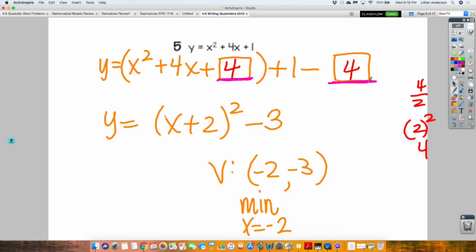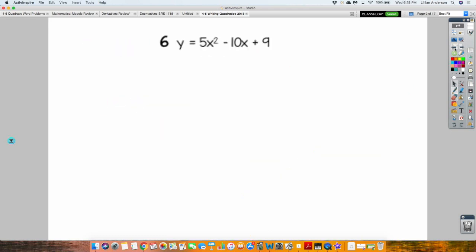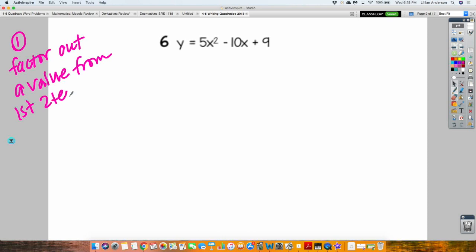Now you guys do remember that we did have some problems where a was bigger than 1. So in this case, you got to be very careful. You're still going to go through the same process, but you're going to have to do 2 things. The first thing is you're going to have to factor out the a value from the first 2 terms only. Only the first 2 terms. Even if the last term is divisible by a, you want to factor it out of only the first 2 terms. Only the first 2 terms, okay?